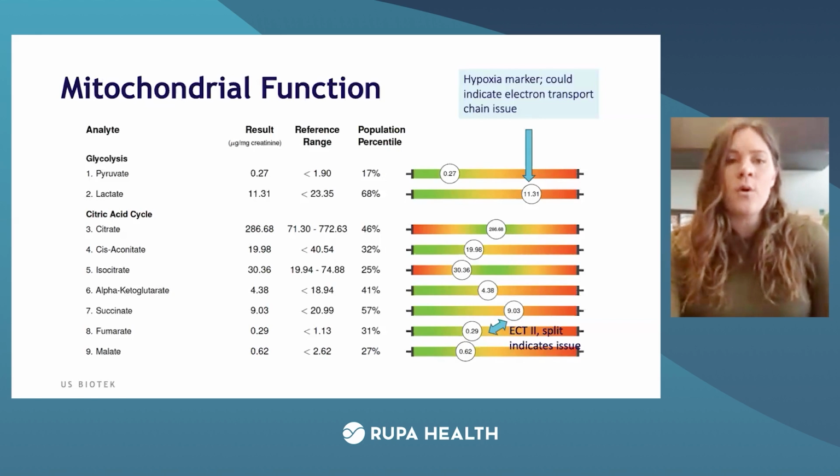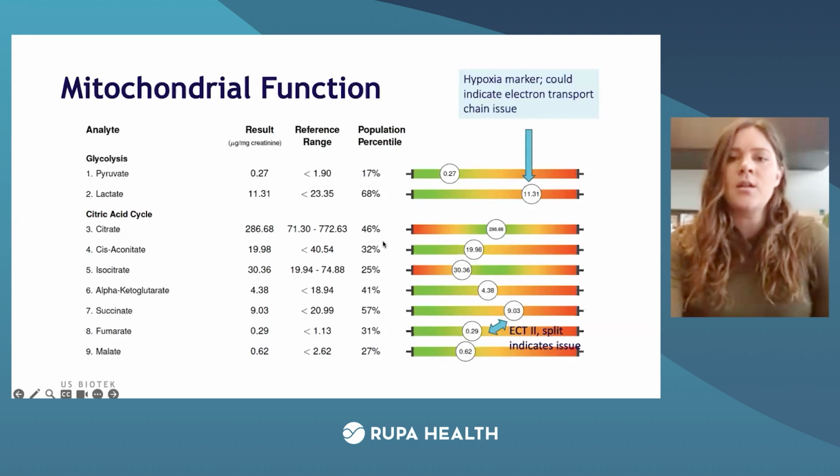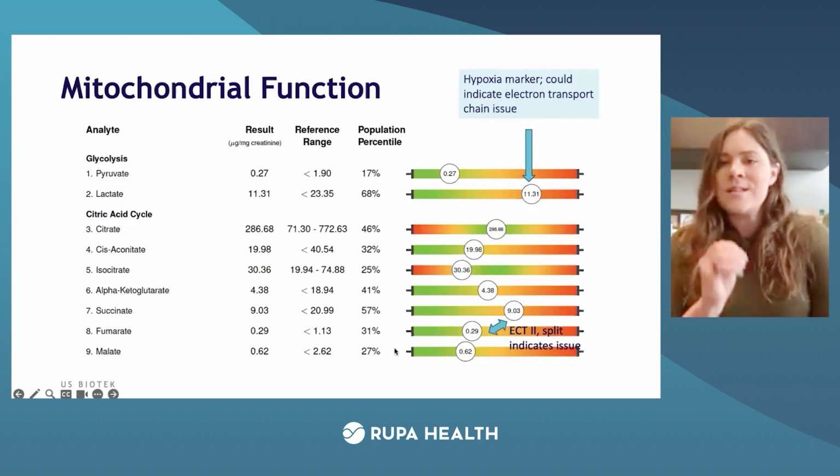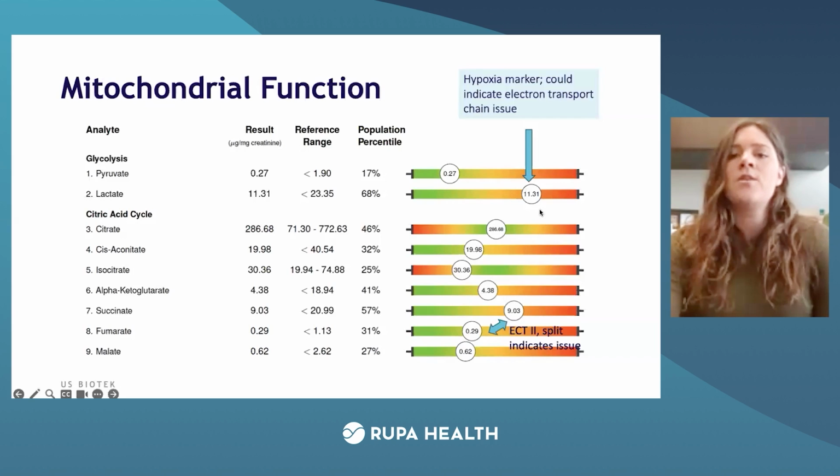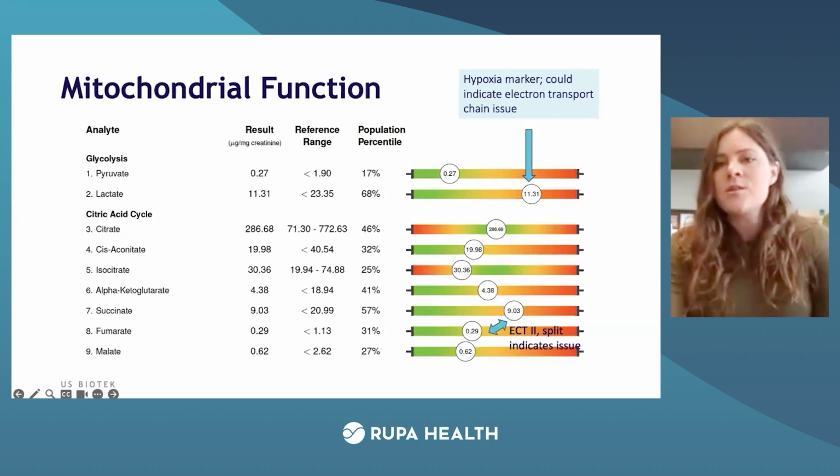But what we're looking for here is in her citric acid cycle, generally we want to see that be between the 30th and the 70th percentile. If we're really tightening it up, 40 to 60 is kind of that super sweet spot. The second thing we're looking for is everything to be equal. And now I know what you're going to say. What are the colors for if it doesn't correlate?